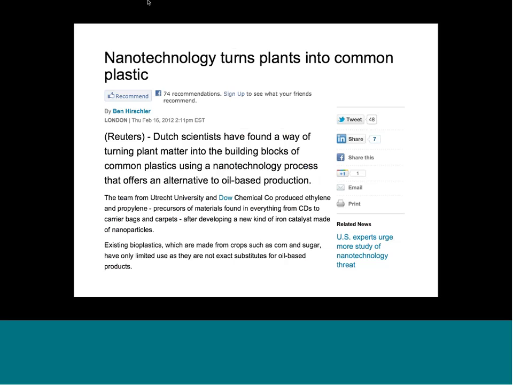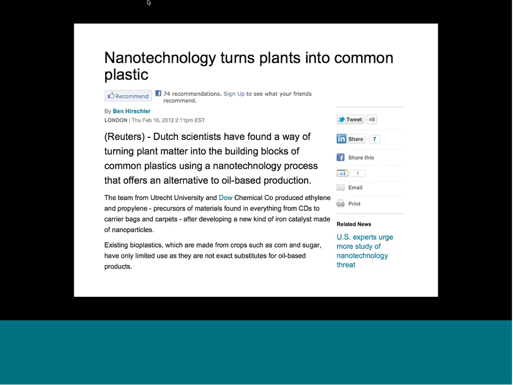Nanotechnology turns plants into common plastic. Now, if you were actually in this research team and you'd been plugging away at this effort for years, if you were these Dutch scientists and you had your breakthrough, you might actually arrive at a hook that sounds more like this: Ethylene and propylene nanoparticles of iron catalysts that synthesize oil-based fuel alternatives.